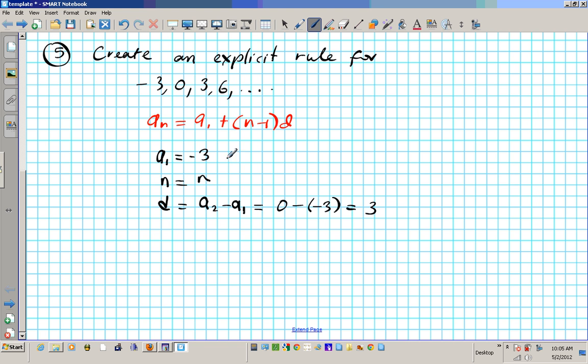We're going to plug these 3 values into this equation, and that will generate our explicit rule. So a sub n is going to be the first term, which is negative 3, plus n minus 1 times the common difference, which is 3. You can rewrite this as negative 3 plus 3 times n minus 1. And your answer for this question is going to be B.